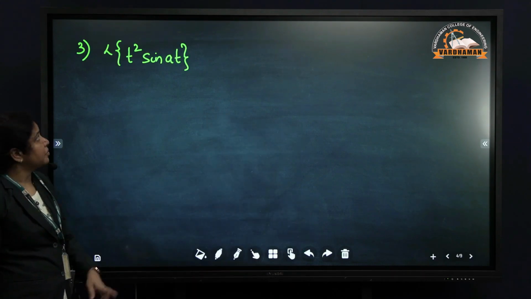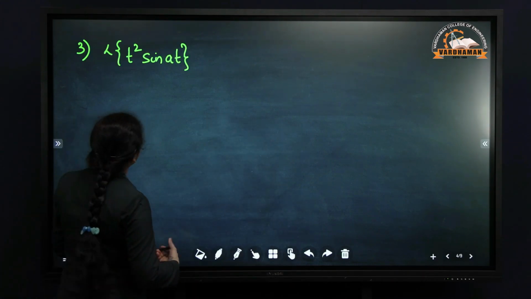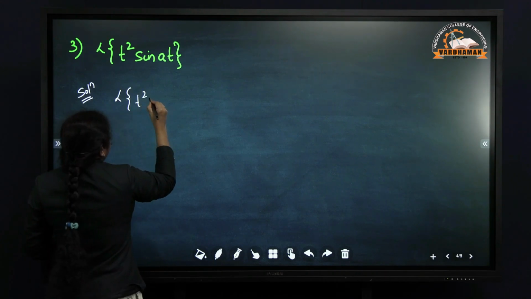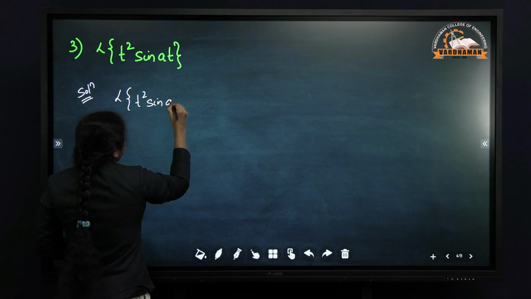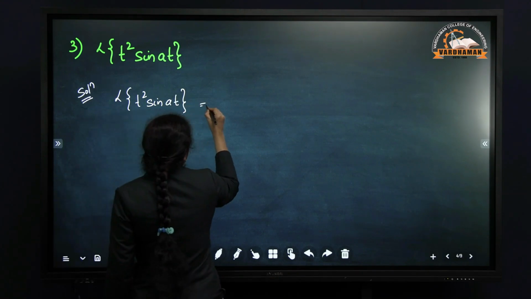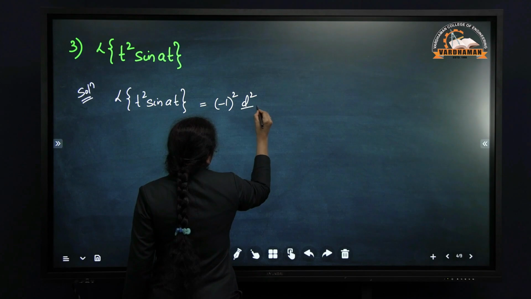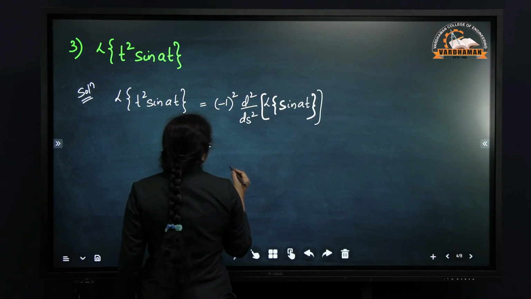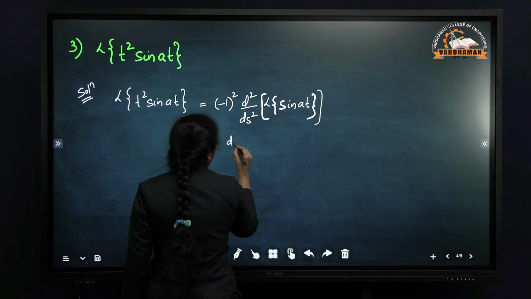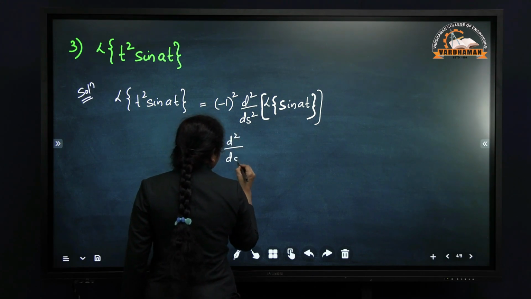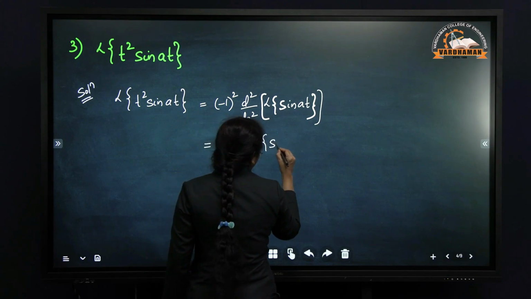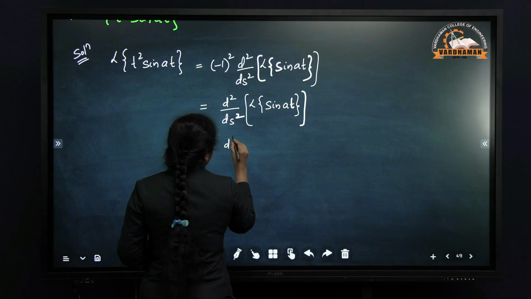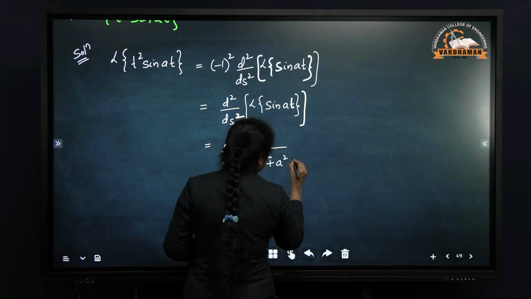And one more example based on multiplication by t power n is L of t square sin at. So L of t square sin at is equal to minus 1 whole square into d square by ds square of L of sin at. This is equal to minus 1 whole square is 1. So we get d square by ds square of L of sin at, and the formula for L of sin at is a by s square plus a square.